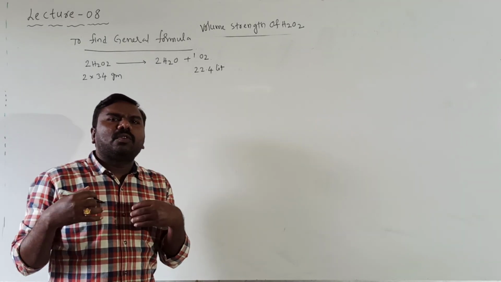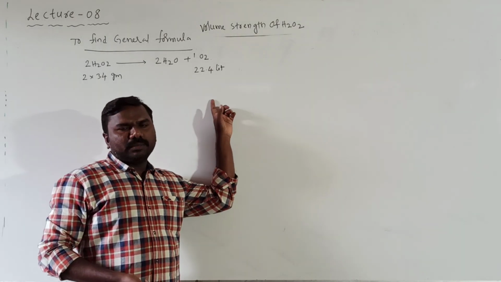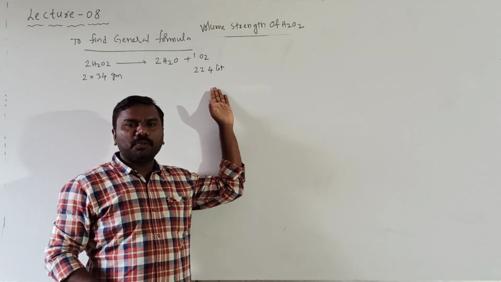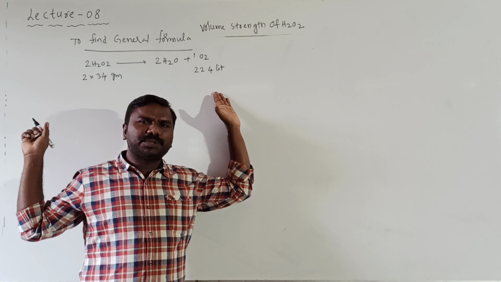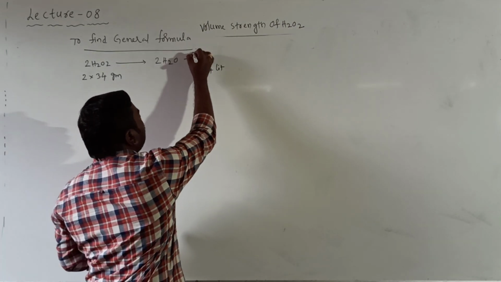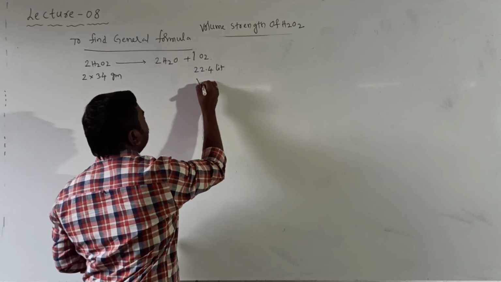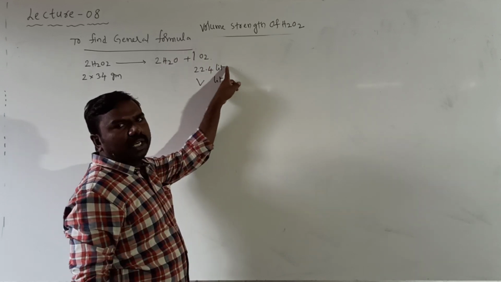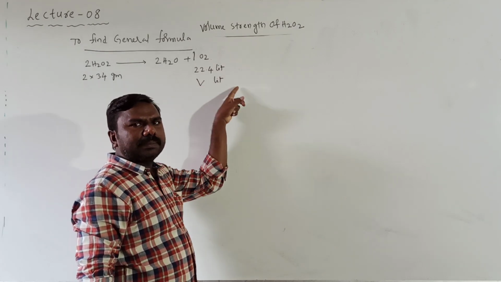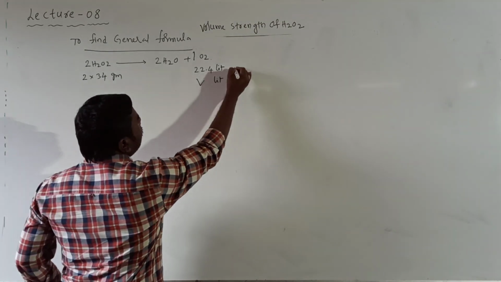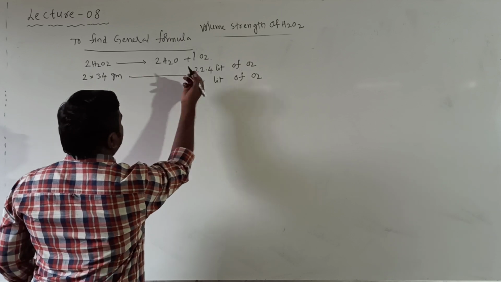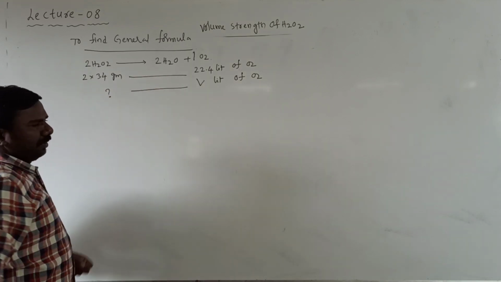They gave volume strength. If 10 volumes, that is 10 milliliters of oxygen; if 30 volumes, 30 milliliters of O2 will be generated by 1 volume of H2O2. V volume means V liters. If I took liters, both must be in liters. If I took milliliters, both must be in milliliters. V liters of oxygen is liberated by how many units?